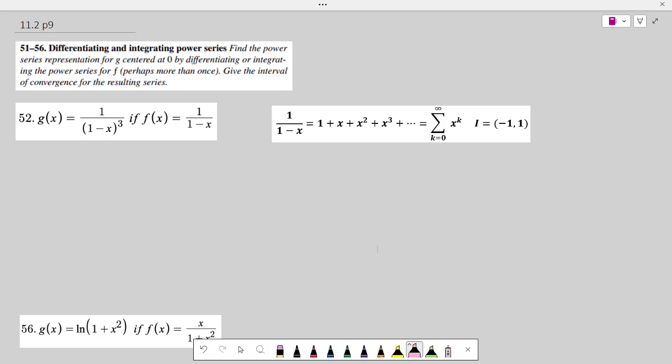Obviously, we're not just multiplying by a power of x. Obviously, we're not just substituting. We can't just turn this x into an x cubed. That doesn't give us this. So the last slide was all about derivatives and integrals. So we need to either differentiate or integrate that to get to that. What do you think we're going to do?